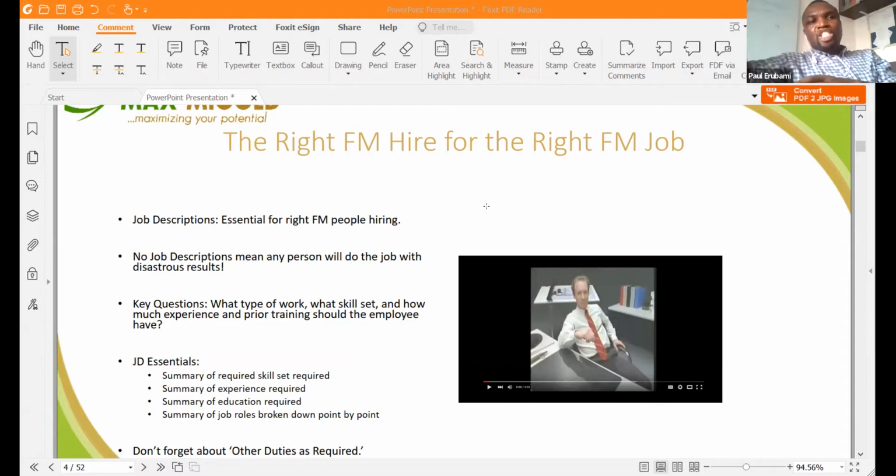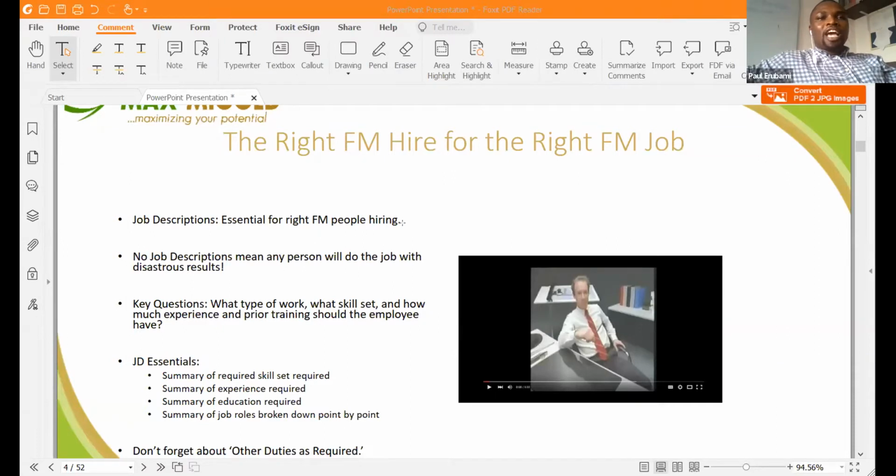So what does your job description actually entail? Basically, your job description should entail the required skill sets. If I'm planning to employ a facility manager, for example, I should be able to itemize those skill sets I'm expecting a typical facility manager to have. Then I should have a summary of experience. So I need a facility manager with 3 to 5 years working experience. Oh, I need 10 years plus. I need 1 to 3 years experience. I should be able to state categorically the experience level I am actually looking at.